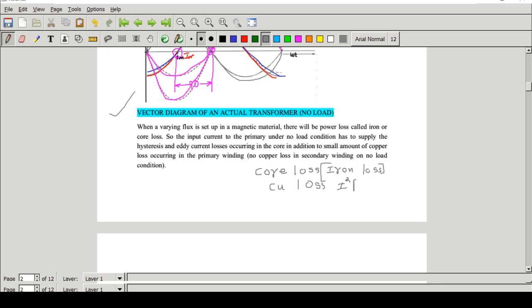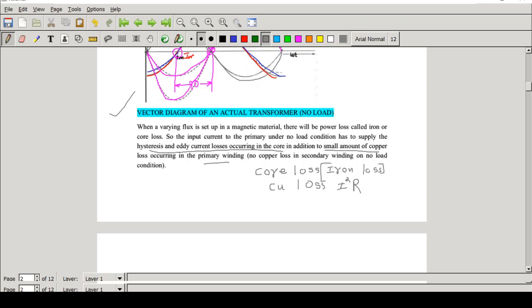So in the case of an actual transformer, when you consider no load, the input power or input supply has to contribute to what? It has to supply the hysteresis and eddy current losses occurring in the core. The secondary is open, so you don't have to worry about the voltage drop in the secondary because there is no current, but there will be a small amount of copper loss in the primary winding.